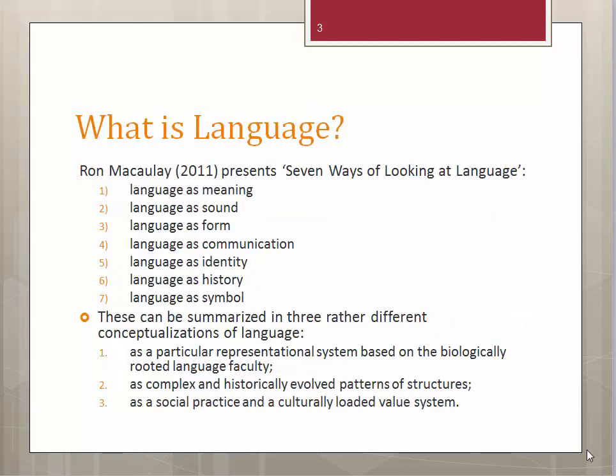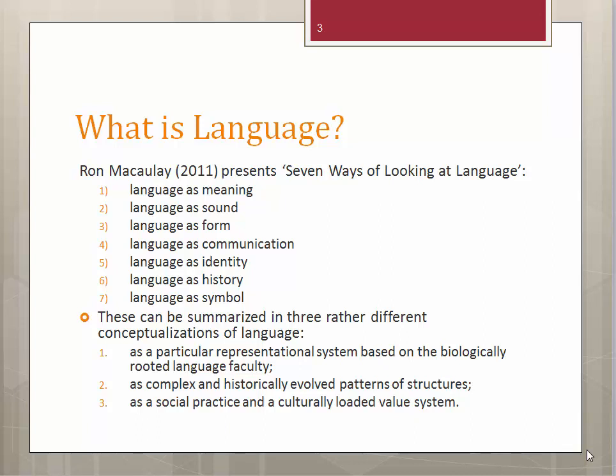First of all, let's discuss what is language. According to Ron McCauley, there are 7 ways of looking at language. Language is meaning, language is sound, as form, as communication, as identity, as history, as symbols. These are 7 ways that we look at language to analyze it further or to discuss it further.